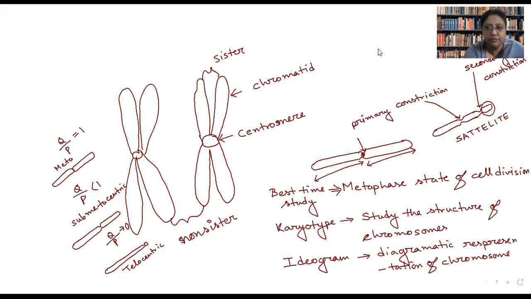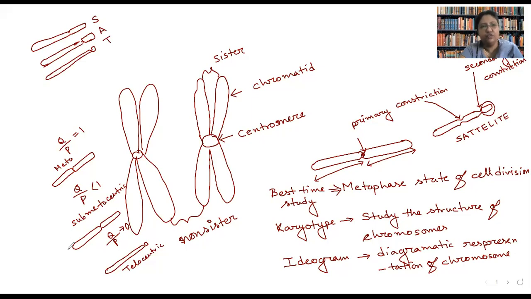Yes, it is already drawn. I can show you. This one is telocentric. Actually, it is very important to understand the difference between submeta. See, if the structure is like this, it is submetacentric. If it is like this, it will be acrocentric. And if it is like this, then it will be telocentric. So this is submetacentric, this is acrocentric, this is telocentric. Simply the ratio will decide the structure. Clear?